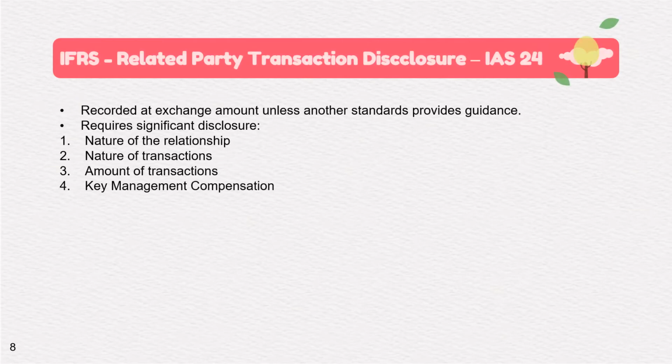So now let's talk about related party transactions in relation to IFRS a little bit more. In IAS 24, it talks about the disclosure requirement. In IFRS, it really goes heavy on disclosure instead of how to actually account for it. So as we talked about in the previous slide, you're really just going with the exchange amount unless there's another standard that provides guidance on it. And then after that, the IFRS standards really go in depth on what you need to disclose.